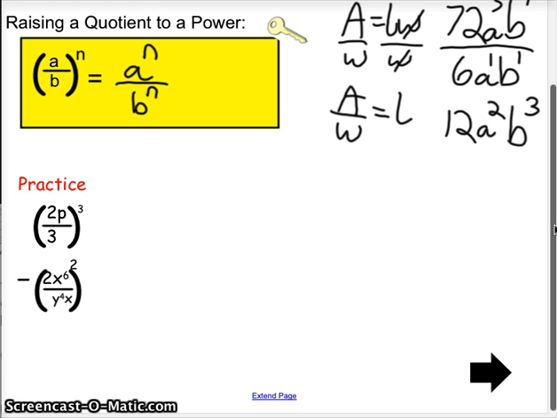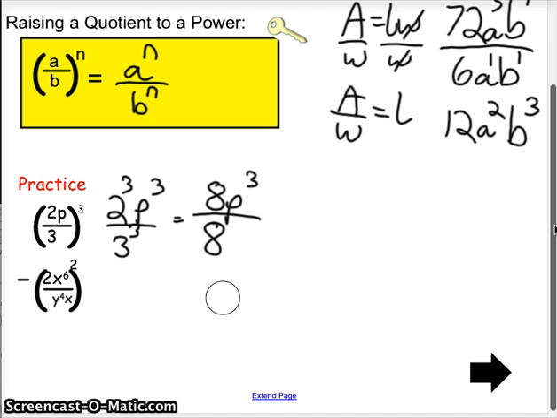So 2p over 3, all cubed. That cube is going to apply to everything inside that parenthesis. So we're going to have 2 cubed, p cubed, and 3 cubed. And again, when we have the power of a number, the simplest version is to figure out what that is. So 2 cubed, we know is 8. And 3 cubed, oh, not 81, I apologize. It's going to be 27. So that's going to be our most simplified form.